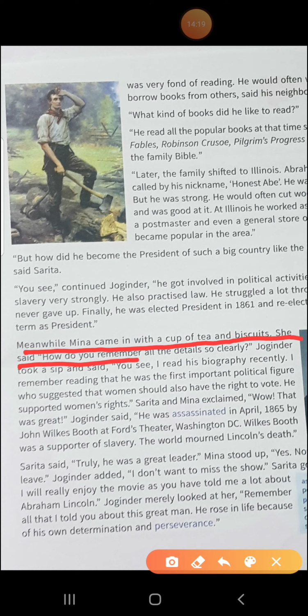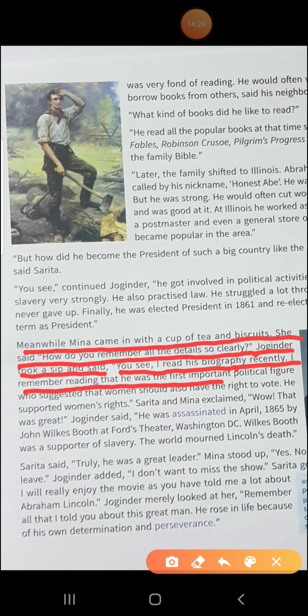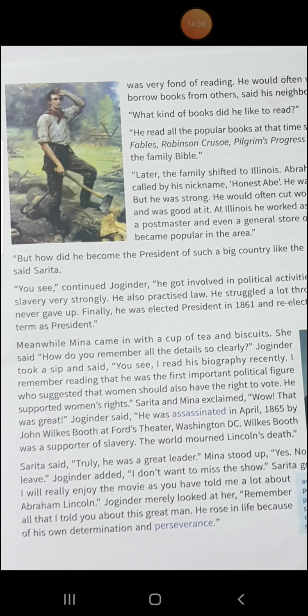She said, "How do you remember all the details so clearly?" Joginder took a sip and said, "You see, I read his biography recently. I remember reading that he was the first important political figure who suggested that women should also have the right to vote." Then meanwhile, Meena, who is Meena?